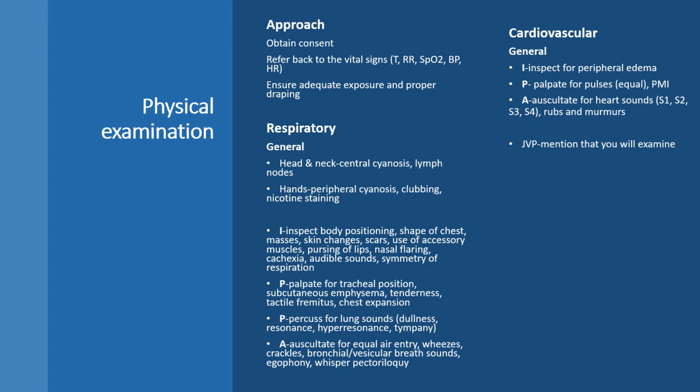Percuss the lung sounds, such as dullness, which is an indication for consolidation, mass, or effusion. Resonance, hyperresonance, or tympany. Auscultate for equal air entry. Are there any wheezes, crackles, etc.? Moving on to the cardiovascular exam. You want to look at the legs for any signs of peripheral edema. Palpate for pulses. Ensure that they're equal. Locate the point of maximal impulse. Auscultate for heart sounds. Note if there are any rubs or murmurs. If you don't have enough time, ensure to mention that you will examine for the JVP.